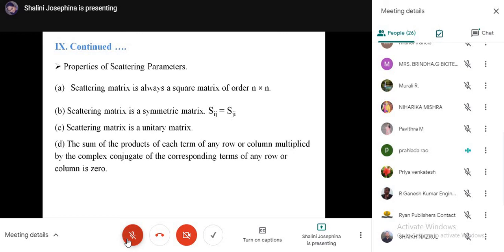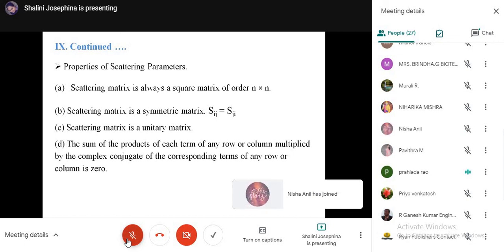Now coming to the properties of scattering parameters. A scattering matrix is always a square matrix of order n by n. It can be 2 by 2, or 3 by 3, or 4 by 4. The scattering matrix is a symmetric matrix where the magnitudes of Sij are equal to Sji. That is, the magnitude of S12 is equal to the magnitude of S21. The third property is that the scattering matrix is a unitary matrix. The fourth property is that the sum of the products of each term of any row or column multiplied by the complex conjugate of the corresponding terms of any row or column is 0.